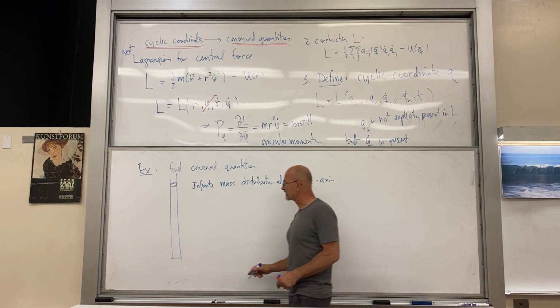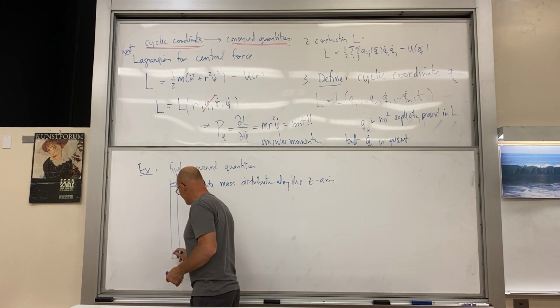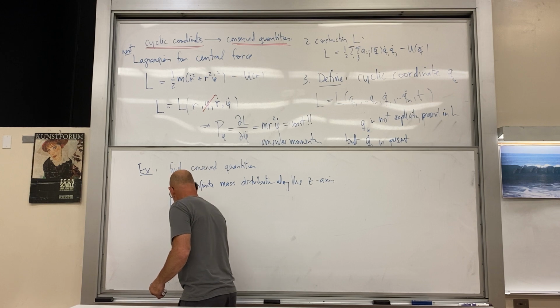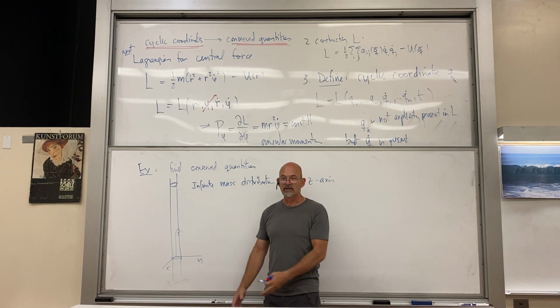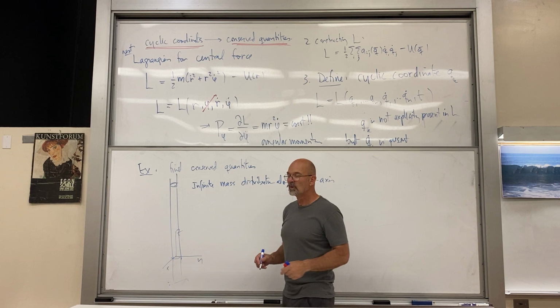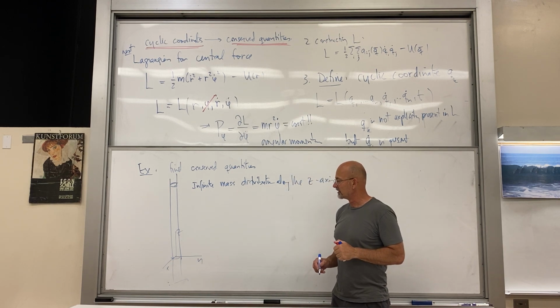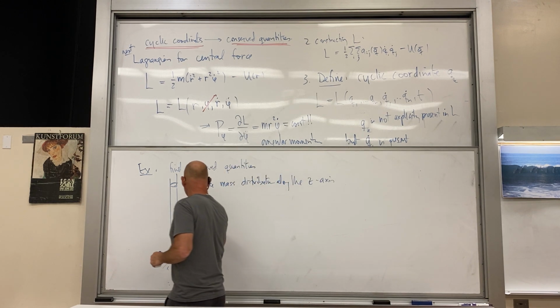So there's an infinite mass distribution. It's a linear mass distribution with some finite radius. So you can imagine there's your z-axis, X, Y, Z, and in the Z direction you have this infinite cylinder of mass. And now you want to know what's conserved. Well, the first thing you're going to do is use cylindrical coordinates. That just makes sense.